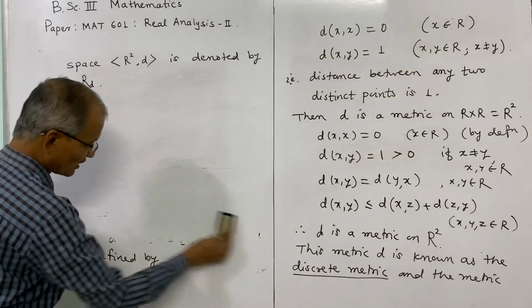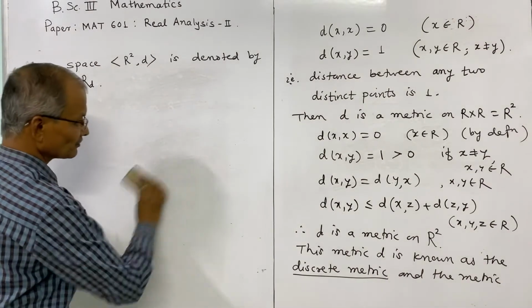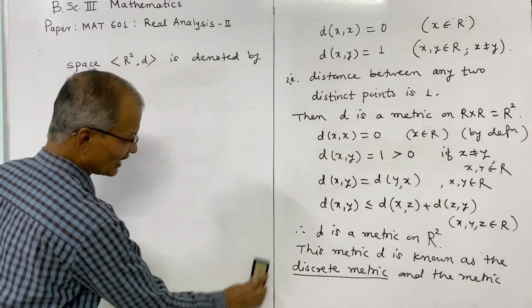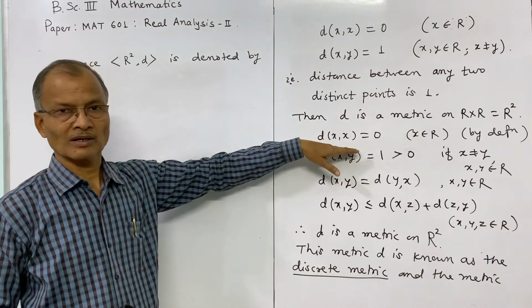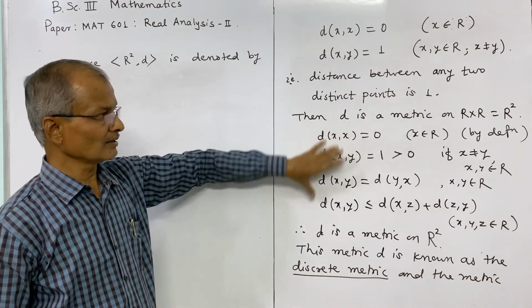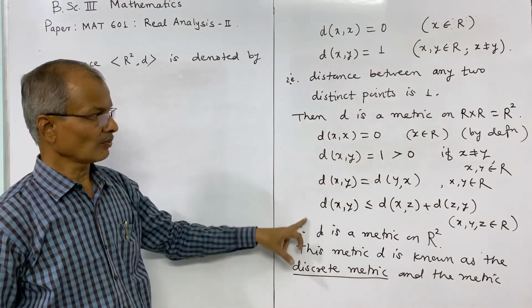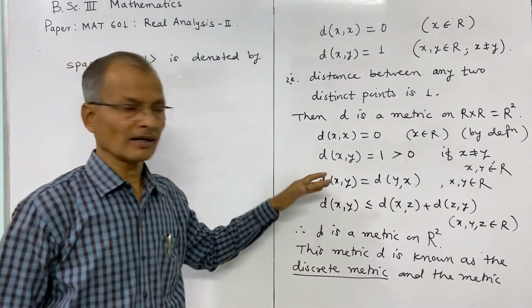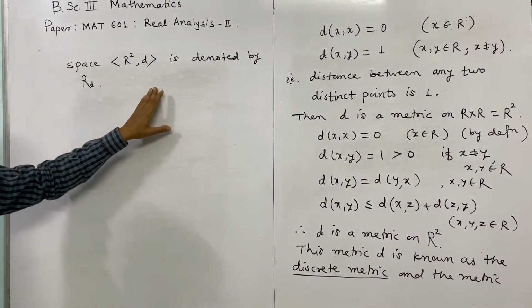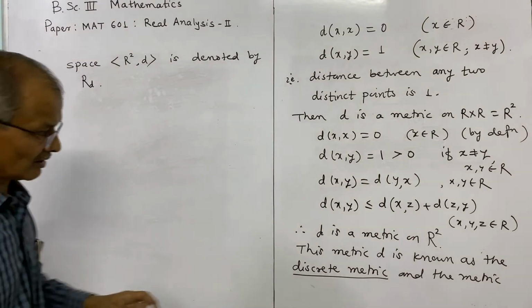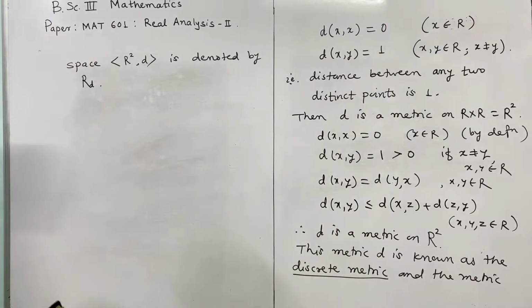Now we shall consider the third example. We are taking some sets and we are taking some distance function, so that the distance function satisfies the four properties of a metric. Then it becomes a metric and the space is a metric space, having a different name; here it is the discrete metric.